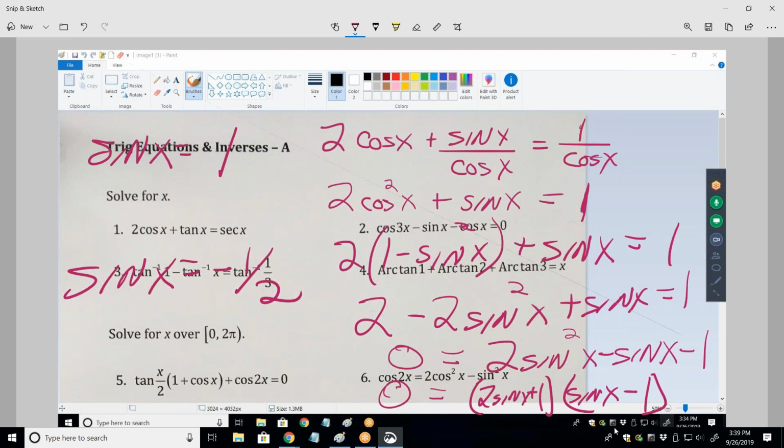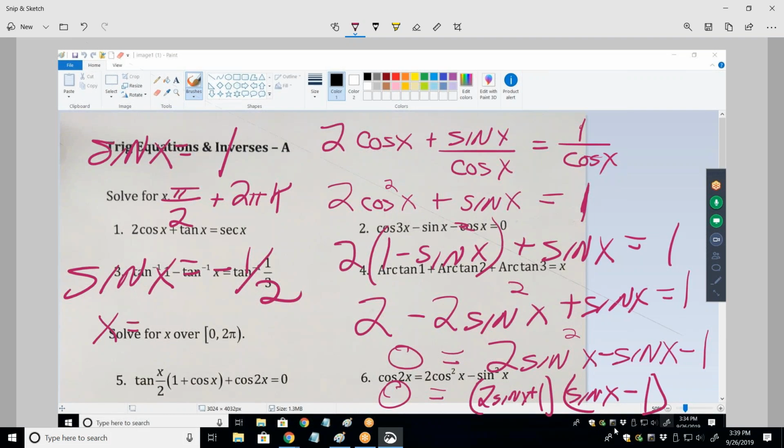What's the solution to the top one? That is 90 degrees. And since they have not restricted the domain, we need all of the solutions. So that's plus 2 pi k. That should be the answer for the first one. And the second one?